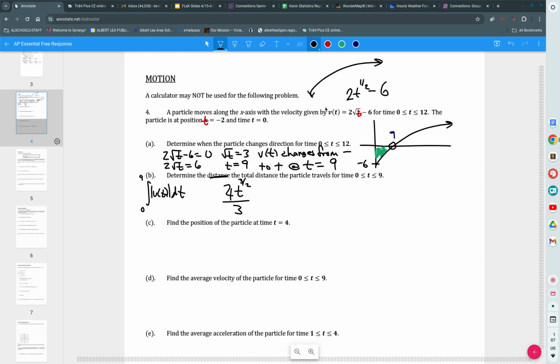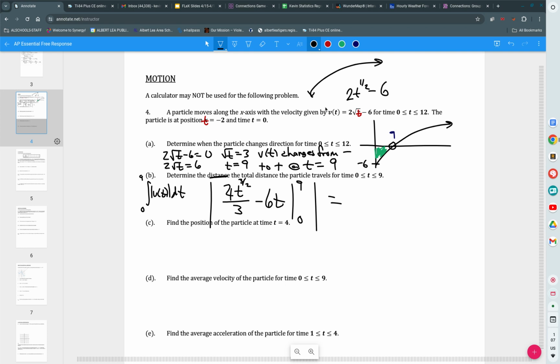Little trick I learned, turning your 2's into 4's. Minus what? 6t, evaluated at 9 and 0. If we plug in 0, you're going to get 0. So we plug in 9, and we trust that our result is going to be negative. So we will then just make it positive. So the absolute value of this is equal to, we plug in 9.